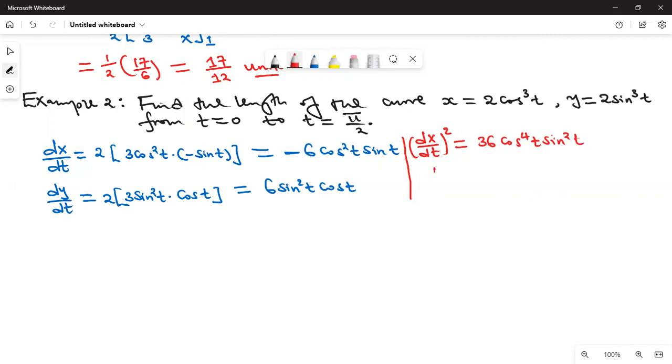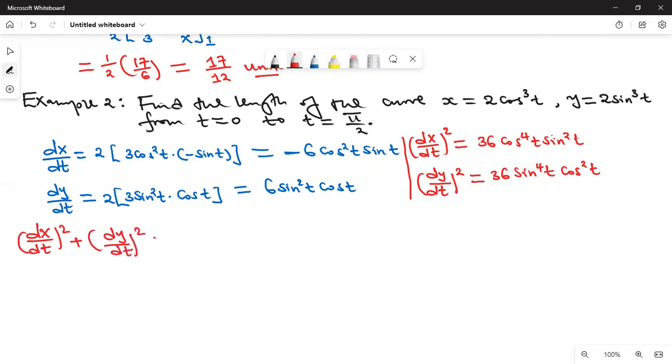And the other one, dy dt squared. Again, this should give us 36 sine raised to 4 of t cosine squared t. So now we add them, dx dt squared plus dy dt squared. So you can write dx dt, and this is supposed to be squared, add this to dy dt, and this is squared. What are we going to get?